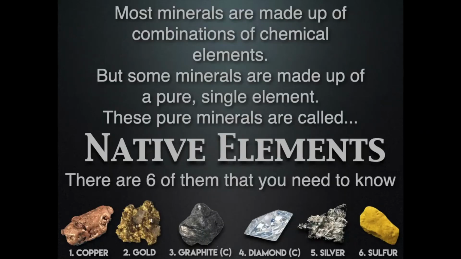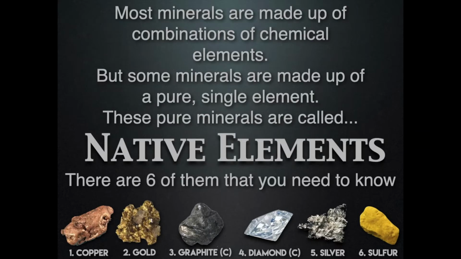Okay, here are our 6 native elements. We have copper, which was Cu. You can go back to your element flashcards to write these down. You have gold, which was Au. Then we have graphite and diamonds. So number 3 is graphite, which is carbon.